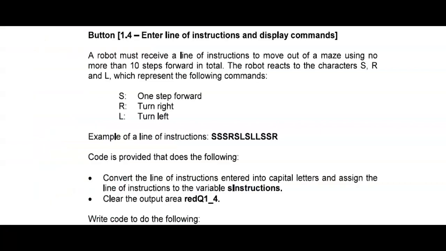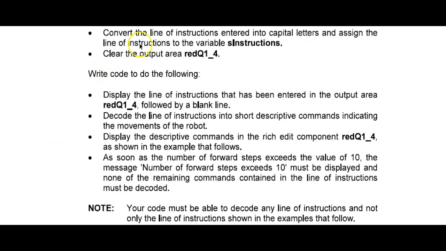This is the last question, and this was really testing our string handling. We have a little robot that follows instructions, and there's an example of the line of instructions. If it's an S, it means 1 step forward. If it's R, turn right. If it's L, turn left. So they have converted the line for us to capital letters, so we don't have to worry about that. And then they also cleared the output for us. So this is what you need to do.